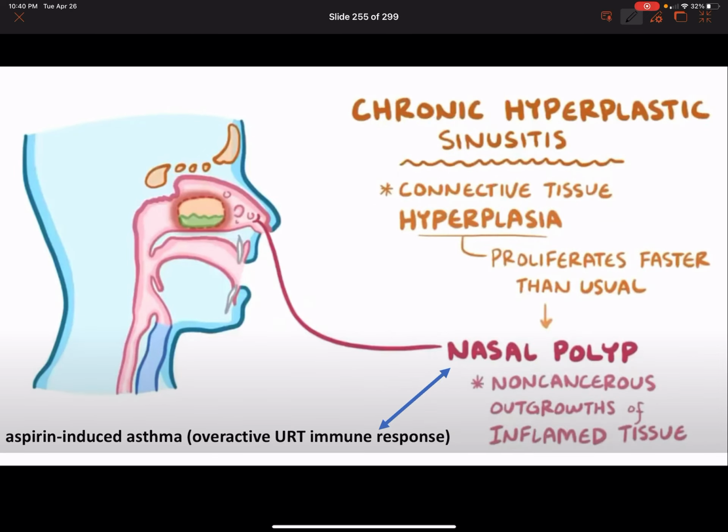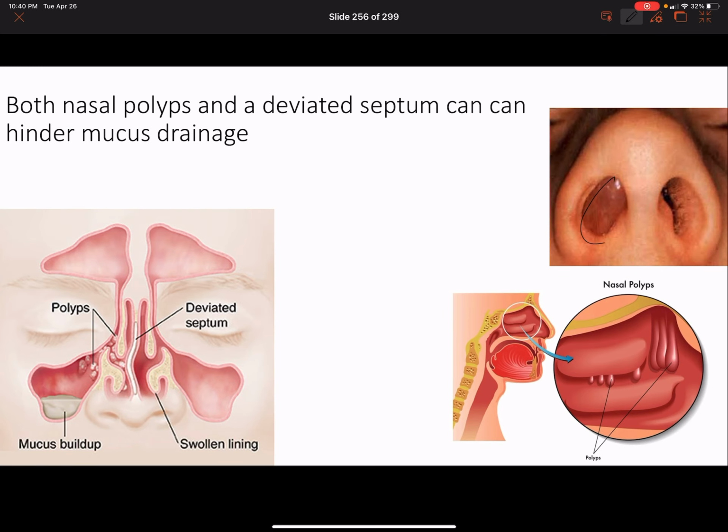So a similar thing is aspirin-induced asthma. So remember that aspirin is going to inhibit COX, which means more leukotrienes will be produced. And leukotrienes, for whatever reason, can cause hyperplasia of connective tissue in your nasal cavity. This can generate nasal polyps, which are completely benign, but nevertheless quite annoying outgrowths of inflamed tissue. Shown here, and they can block normal mucus flow.